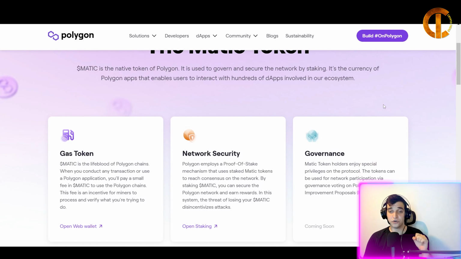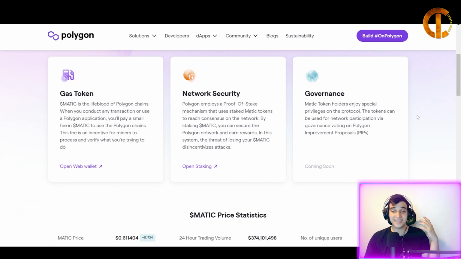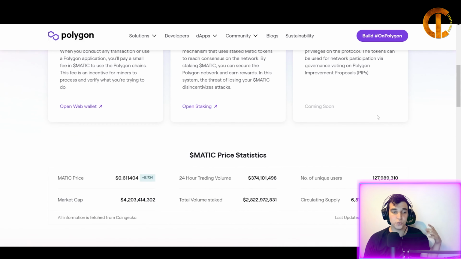Now about the governance. Matic token holders enjoy special privileges on the protocol, and the token can be used for network participation via governance voting on Polygon improvement proposals, meaning that you are part of a community and you have a say and you have a part, meaning that it's not that there is just one person that controls everything, but it's part of a community. And think about it in a broader perspective, that there are multiple people who know that they can have a say and they can vote and take part in different decisions of projects.